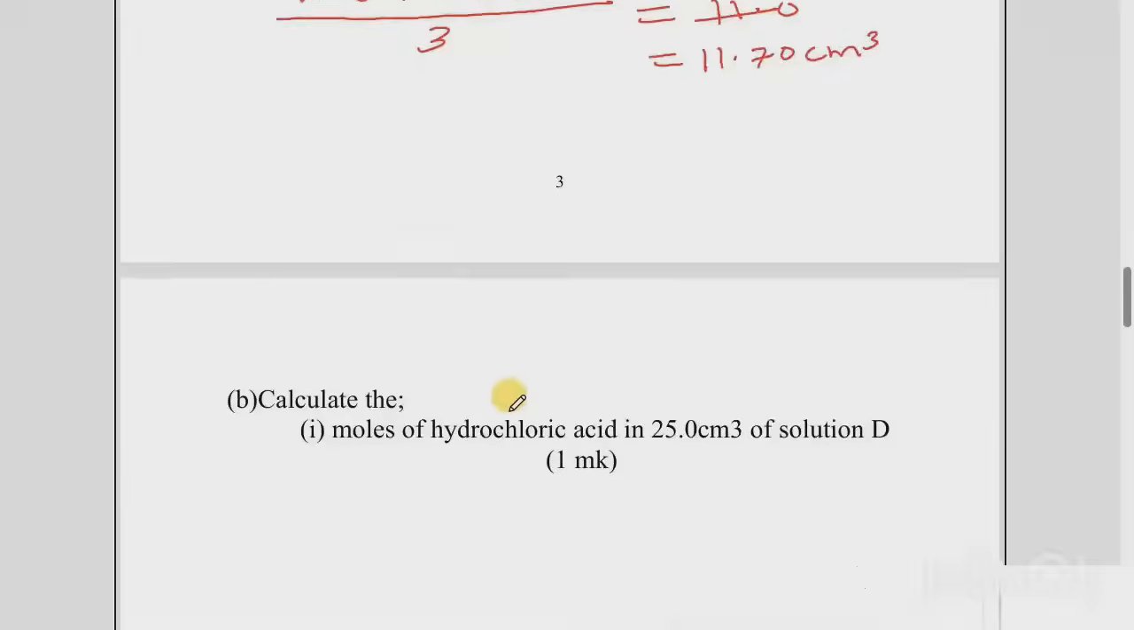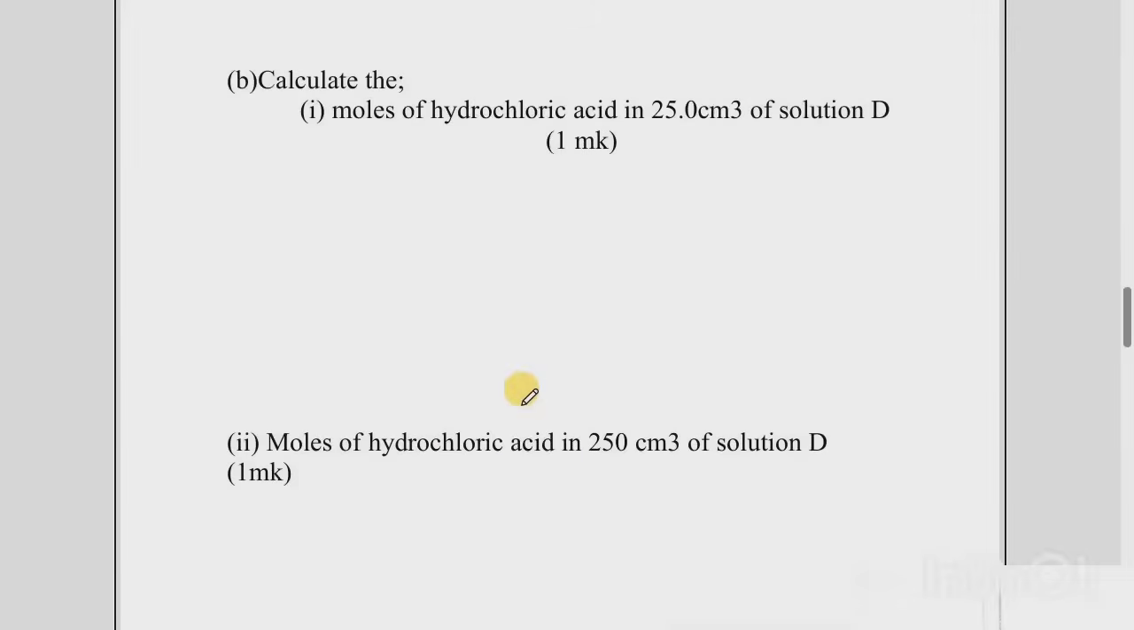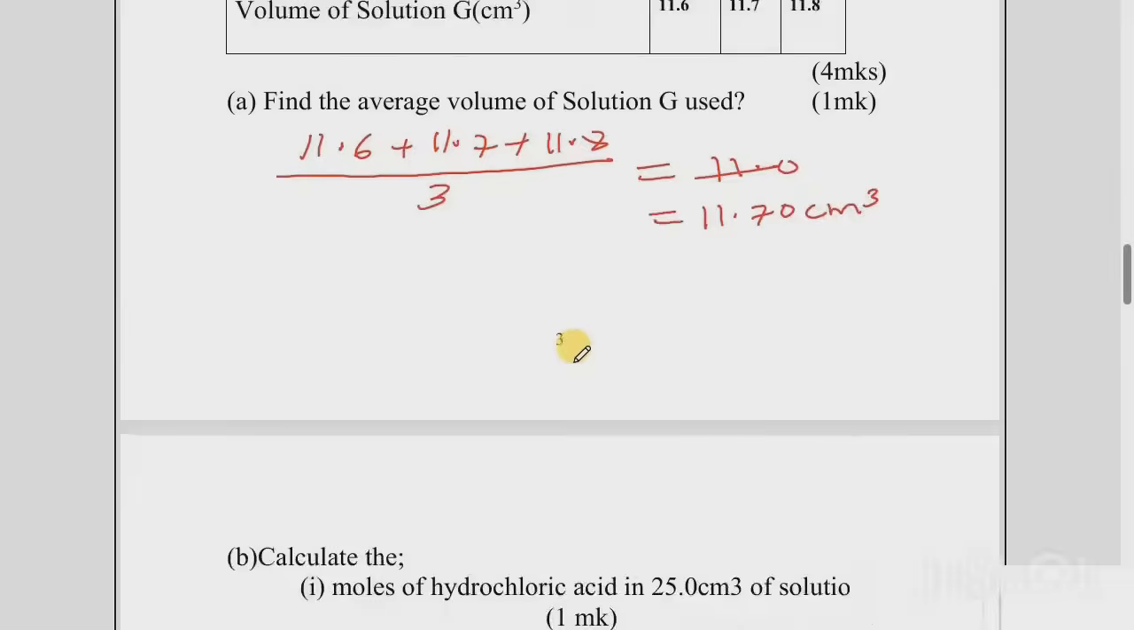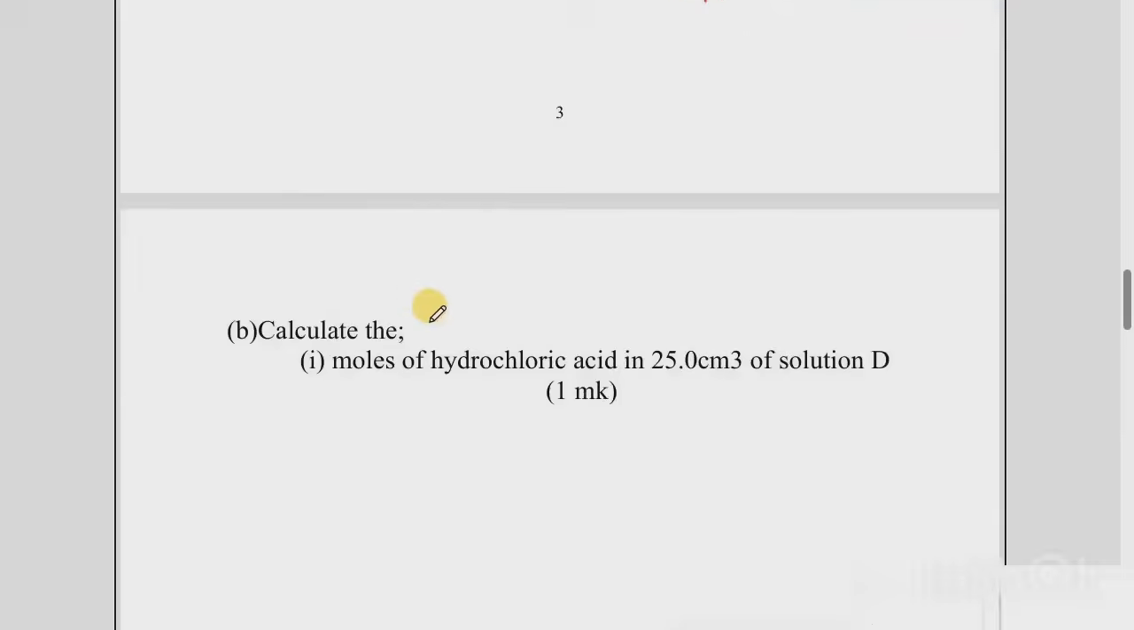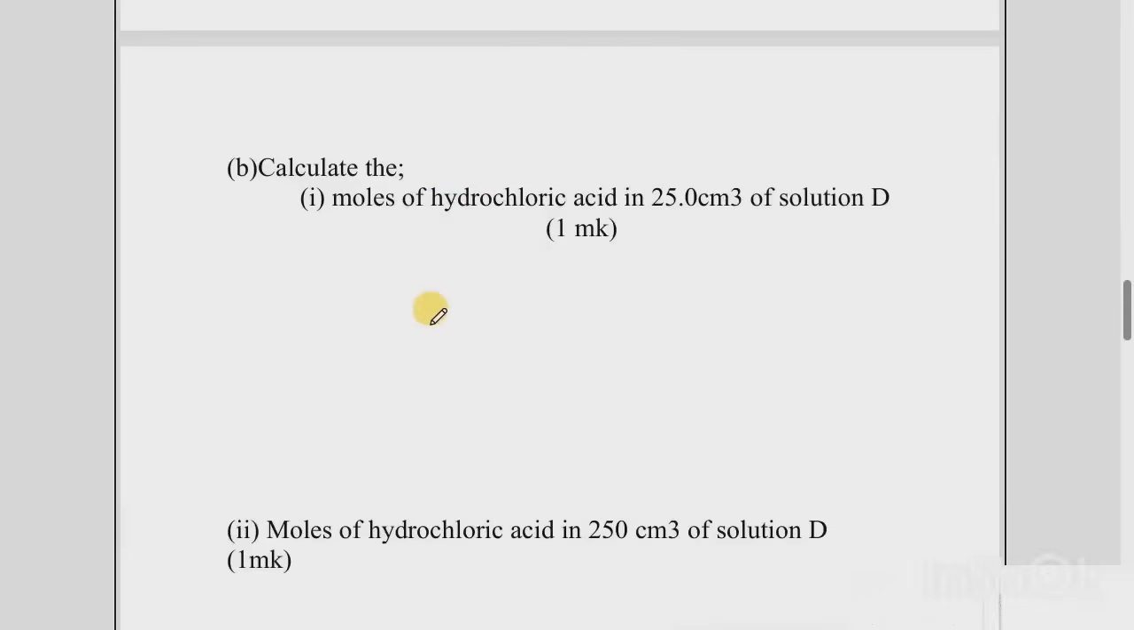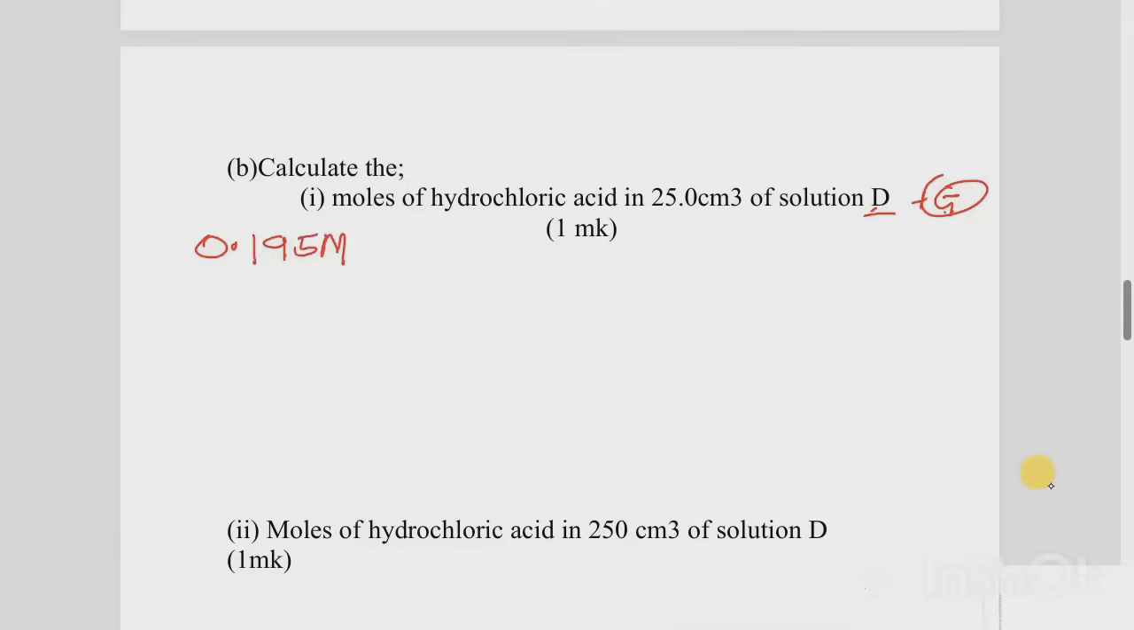Next question: calculate the number of moles of hydrochloric acid in 25 cm³ of solution D. So solution D is HCl, but diluted, and it has reacted with solution G that we know. We have more information about solution G, but D we don't know much about. But we know that D has reacted with G, and G is the sodium hydroxide, and we know the molarity of sodium hydroxide. So we know that 0.195 is the molarity of sodium hydroxide solution G.